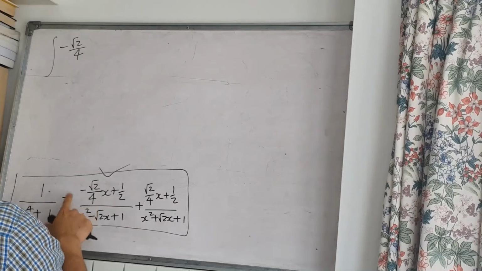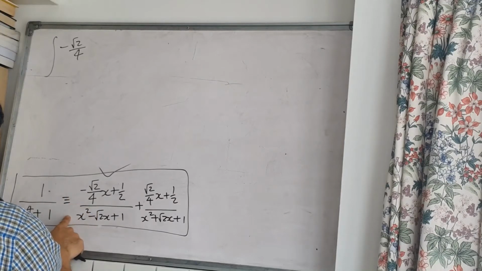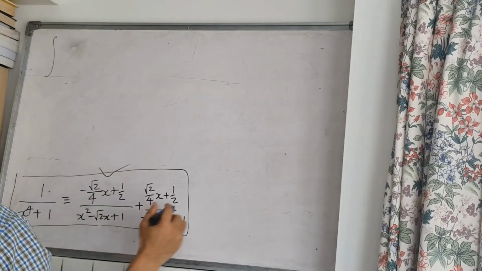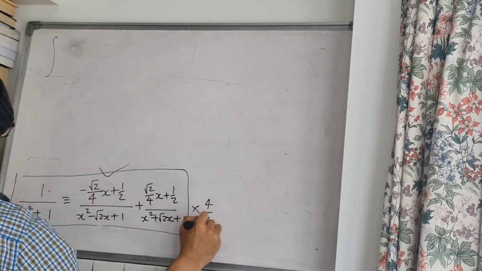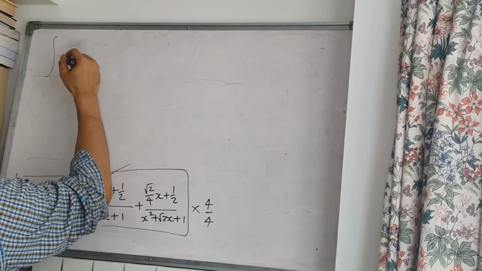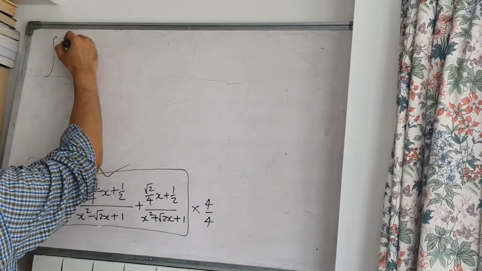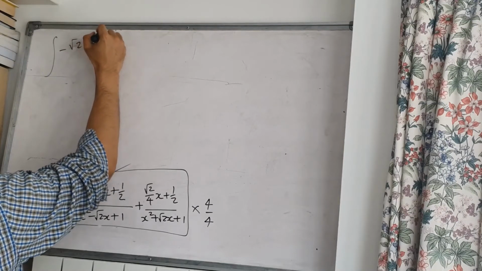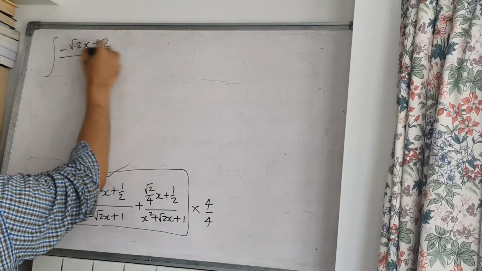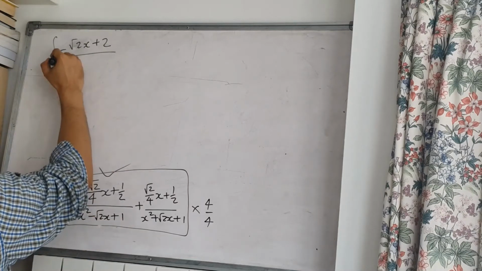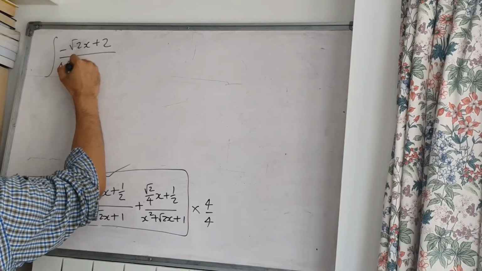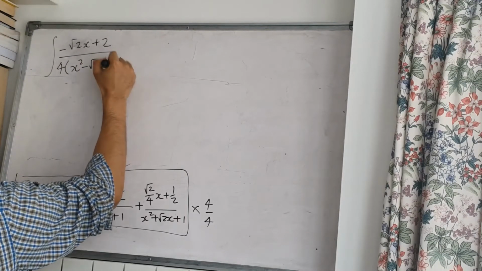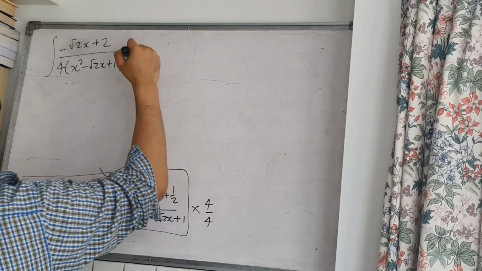Now, I just don't want to have too many fractions at the top. So what if you multiply top and bottom by 4? So you're multiplying it by 4 over 4, which is multiplying by 1, so you're just keeping everything the same. So you're left with minus root 2x plus 2, and the 4 goes at the bottom, and then all of that, and similar to the right hand side.